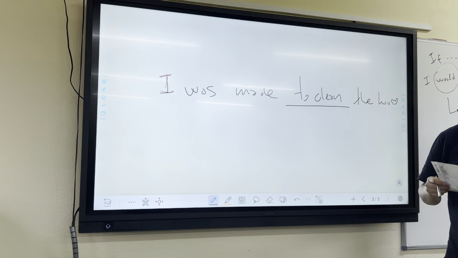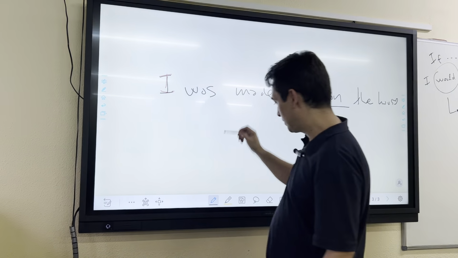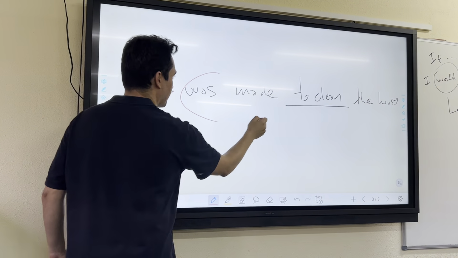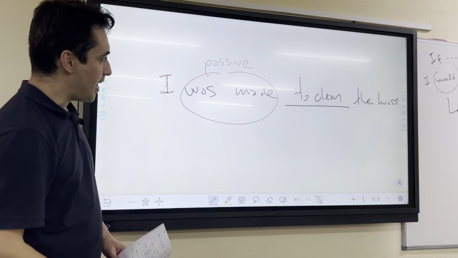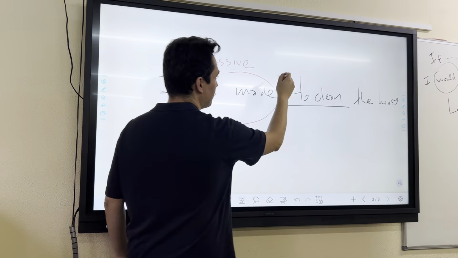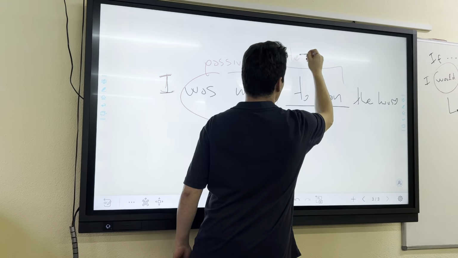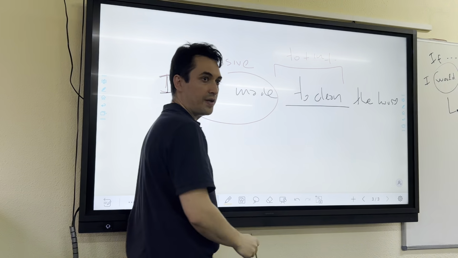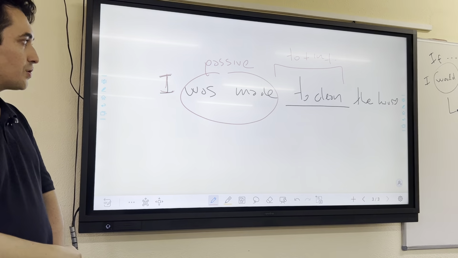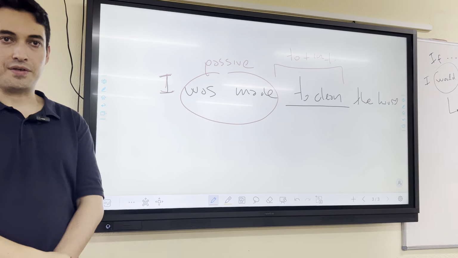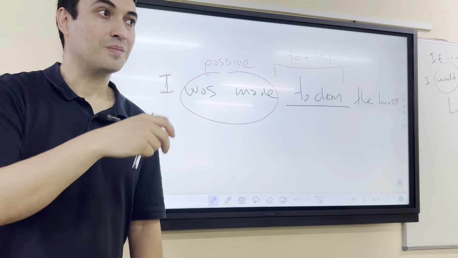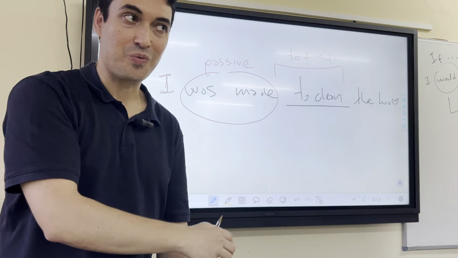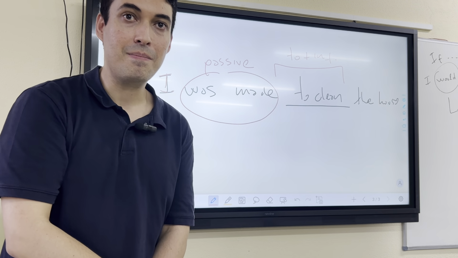Remember, with the passive, yeah, this is a passive. I was made to clean the house. After a passive, normally you need to plus infinitive. I was made to clean the house. What is the active? The active is my mom made me clean the house, without to.